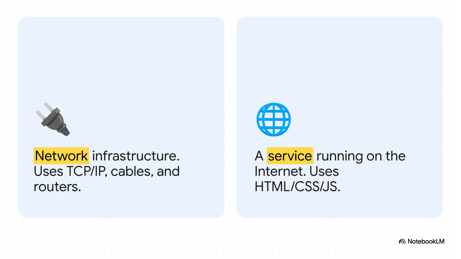Now compare that to the World Wide Web, which was invented years later in 1989. The web is just one specific service running on top of that infrastructure using things like HTML, CSS, and web browsers. So think of it like this. The internet is the physical highway, right? And the web, that's the shops and billboards along that highway. Make sure you lock that distinction in.